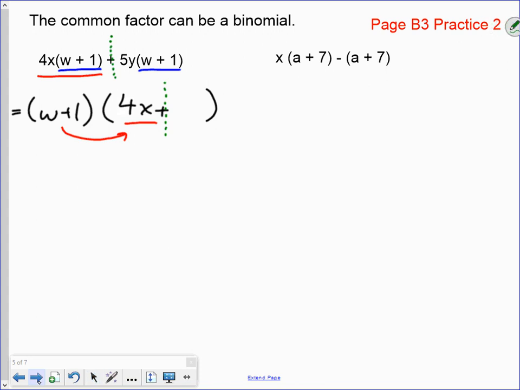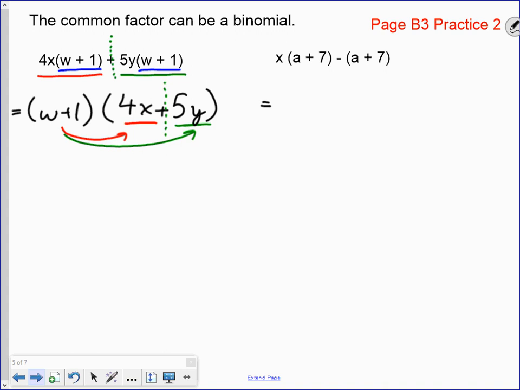What do we need over here so that when we multiply w plus 1 by it, we end up with 5y times w plus 1? Well, obviously 5y. So there's our factored form. W plus 1 times 4x plus 5y. So we've taken our thing where we've had 2 terms added together, and now we've written it as 2 things that are multiplied together.